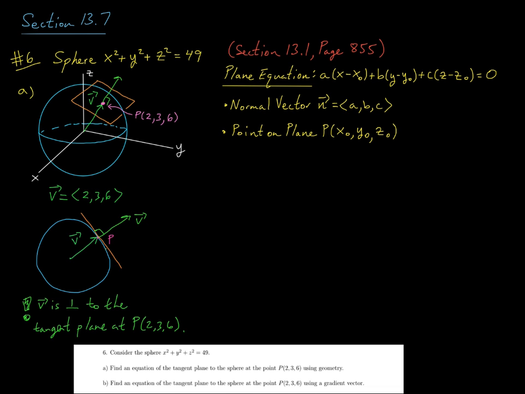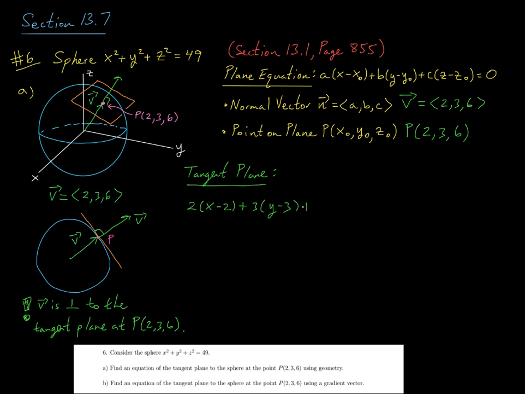Okay, so what we're really saying here with this little cross-section argument is that this vector v is in fact a normal vector for our tangent plane, and its components, recall, are 2, 3, 6, and the point P that we're given on the surface, so on the tangent plane as well, is just our point P 2, 3, 6. All right, so then I can just immediately write down the tangent plane equation using this result from 13.1. So that would be 2 times x minus 2 plus 3 times y minus 3 plus 6 times z minus 6 is 0.